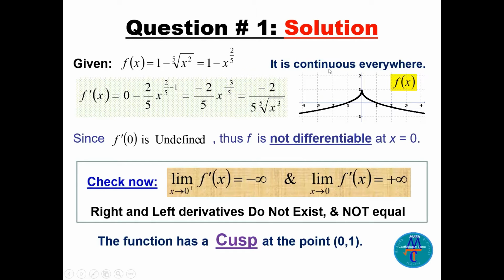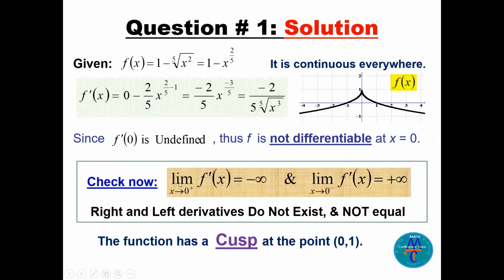Just to mention that this function is continuous everywhere. That means the domain is all real numbers. You can put any value of x in the function itself. Now let's look at the derivative here. If I put f prime of 0, it will be minus 2 divided by 0, which is undefined. So the function is not differentiable at 0. There is no derivative at 0.